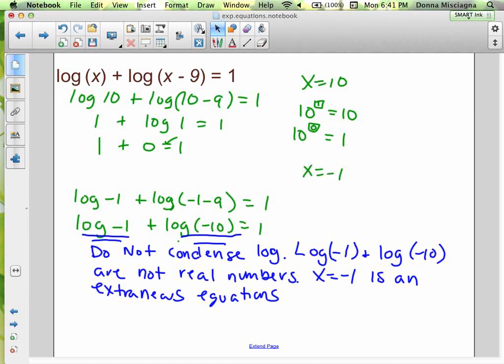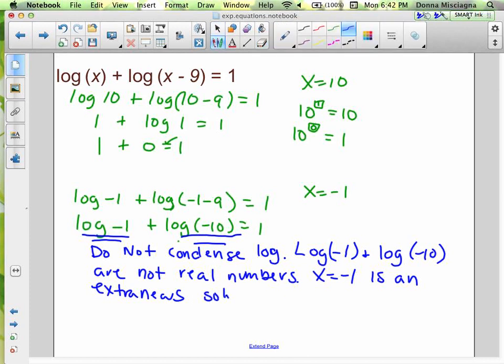In this case, x equals -1 does not work out. That is an extraneous solution. I was thinking of the word solution, not what I wrote. So that's an extraneous solution. All right, so this one is a good solution. x equals 10 is a good solution. This one here is an extraneous solution.